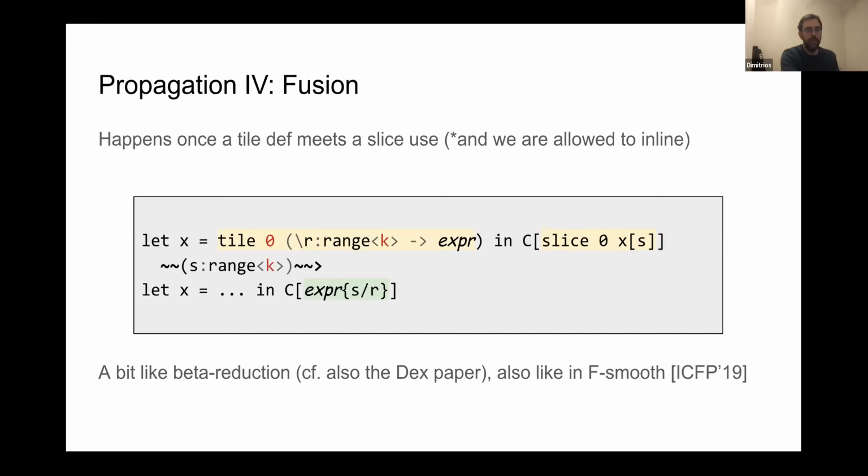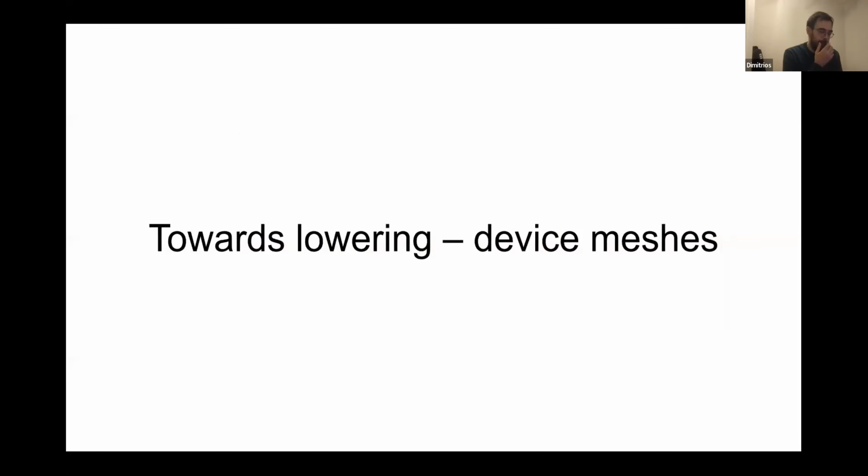So this is a little bit like a beta reduction, or you can see the same concepts in the DEX paper or in FSmooth. So in other words, there's an introduction and elimination form for tile and slice, and they kind of fuse together. This is the reason why we've been inserting all these extra tile loops, to enable this fusion to kick in later on. Okay, so that concludes the description of the rewrite system that I had.